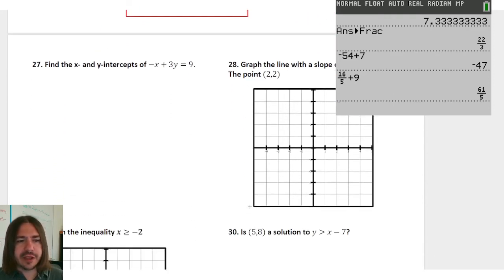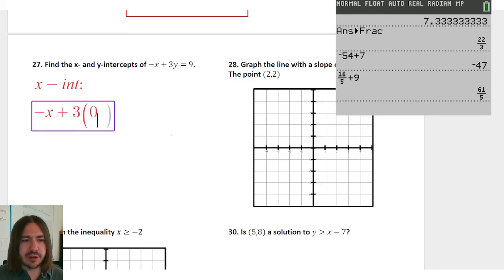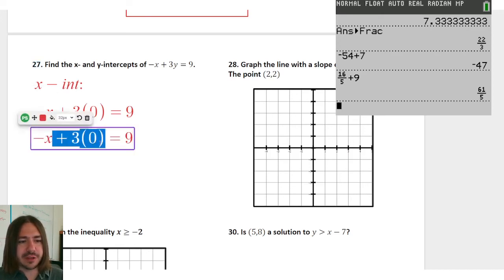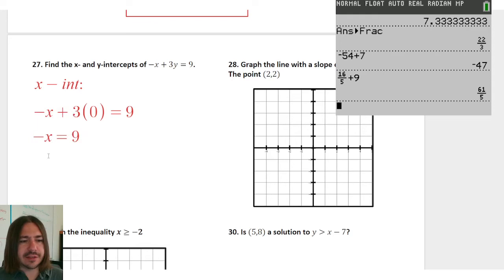Number 27, find the x and y intercepts of negative x plus 3y equals 9. Some teachers call this the cover-up method, but basically you're going to substitute 0 into one of the variables to find the other intercept. So to find the x-intercept, I'll start by substituting 0 into y and then solving for x. So negative x plus 3 times 0 equals 9. Now 3 times 0 is 0, obviously, so we can get rid of that term. Negative x plus really nothing equals 9, so that means x is negative 9.